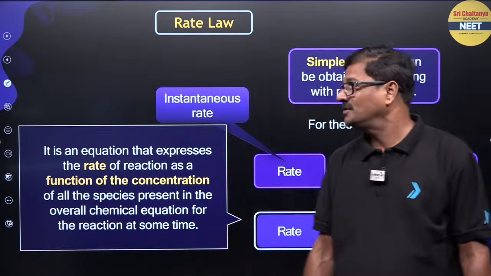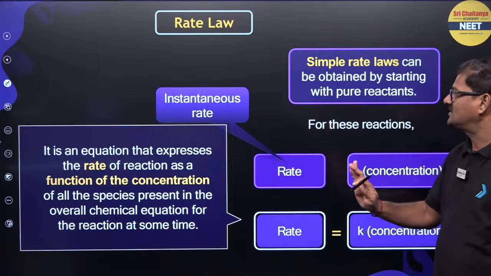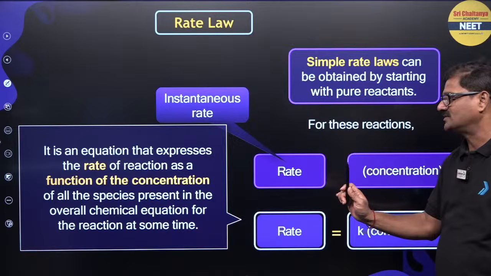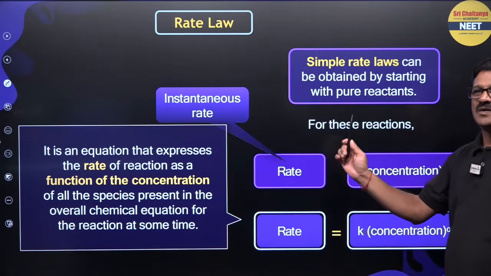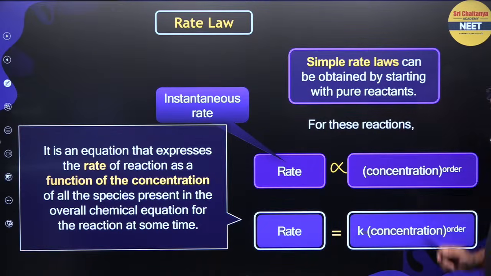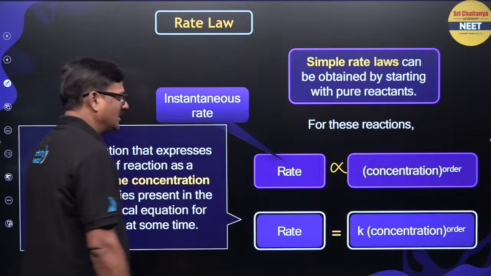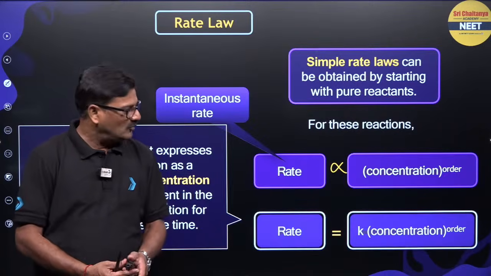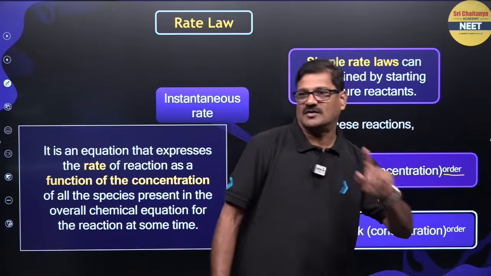Okay students. And rate law, so instantaneous rate, you can see it is an equation that expresses the rate of a reaction as a function of the concentration. Rate is directly proportional to the concentration to the power order, that is called rate law. And rate is equal to K, concentration to the power order. And what is that order? We are going to focus most on the order in today's class.